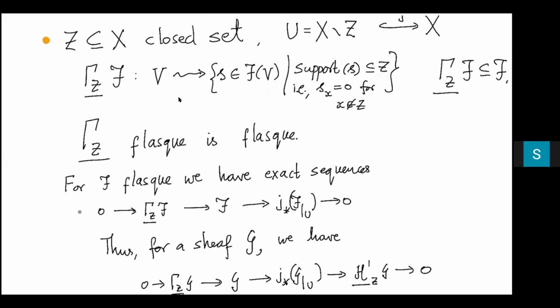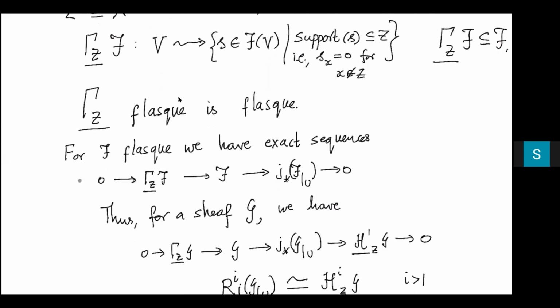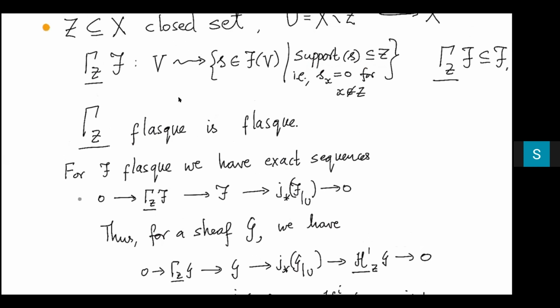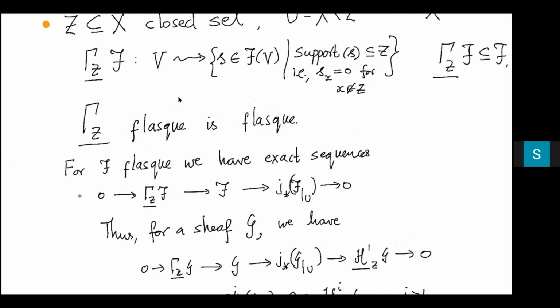Here Z may not be inside V, but that's okay. The support is inside Z, that's all that matters. If Z doesn't lie inside V, then you just look at Z intersection V, but this statement takes care of everything. So the basic fact is that applying gamma Z like this to a flasque sheaf retains its flasqueness property. In particular, if you apply it to an injective sheaf, you may not get an injective sheaf, but you will definitely get a flasque sheaf, and that is good enough for various calculations.